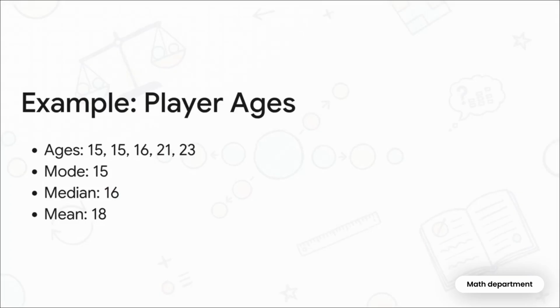Let's look at a really quick example to see how they differ. Imagine we have the ages of 5 sports players, right? 15, 15, 16, 21, and 23. So, if we want the most frequent age, the mode is 15. If we physically line them up in order and pick that middle value, the median is 16. But if we want to sort of balance them all out, the arithmetic mean comes out to 18. See how each one gives us a slightly different center? Today, though, our primary focus is going all in on mastering that mean.